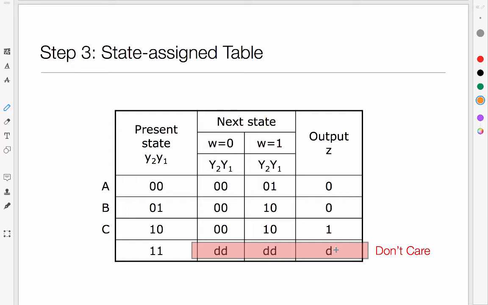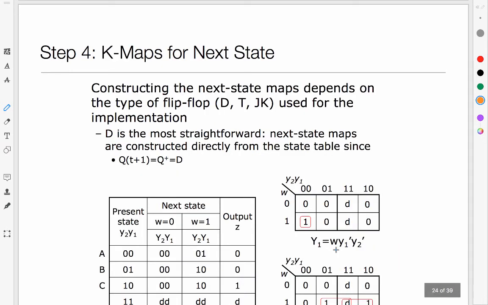Let's say I had done one-hot coding. Then I would have used 3 bits, and only 3 of them are valid states. The other 5 would be don't cares. So how many don't cares you have depends upon the total number of possible patterns. So all that happened in going from here to here is that I replaced A by 0, 0, B by 0, 1, C by 1, 0. And now we have our standard truth table type thing.